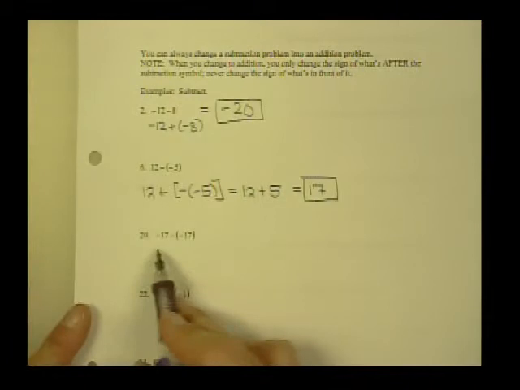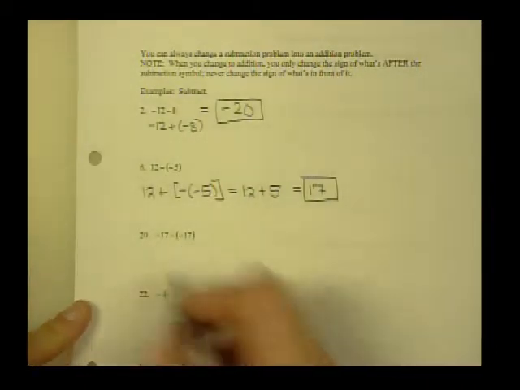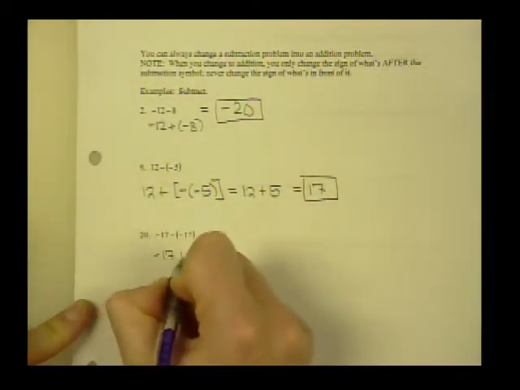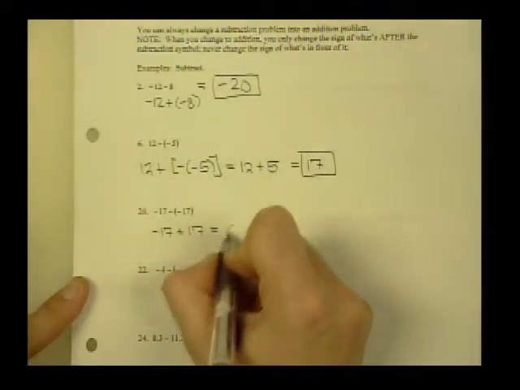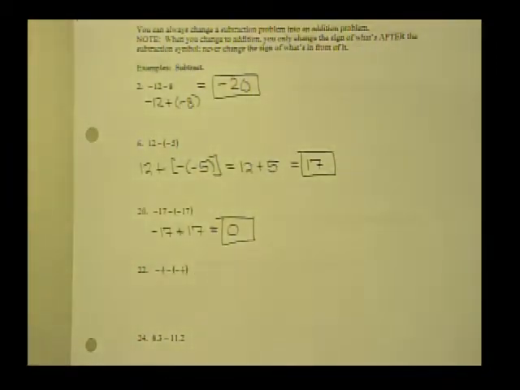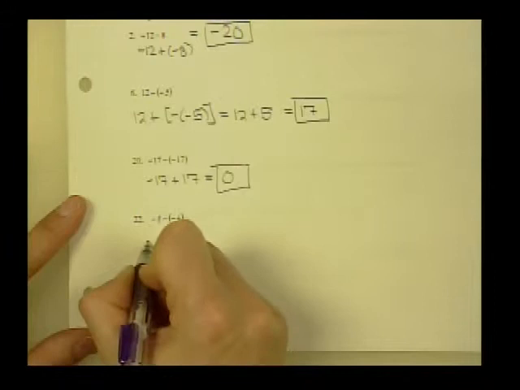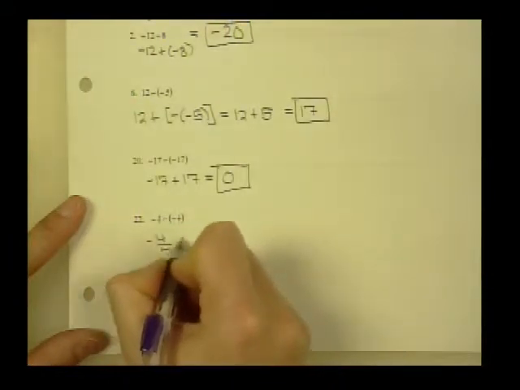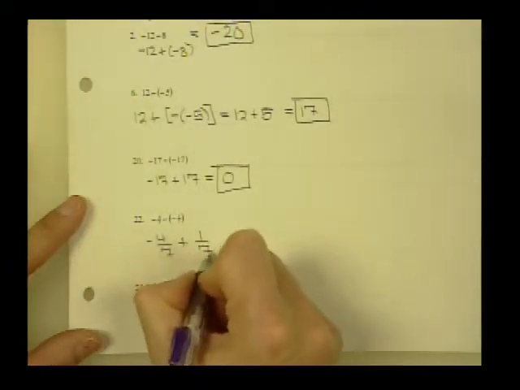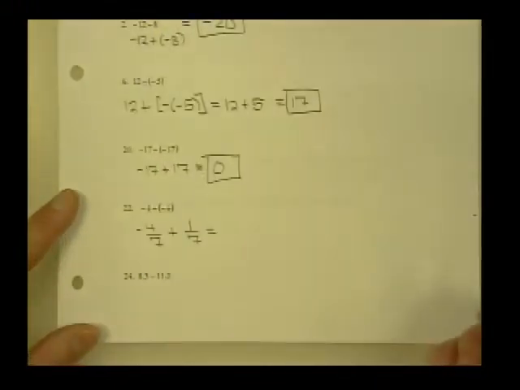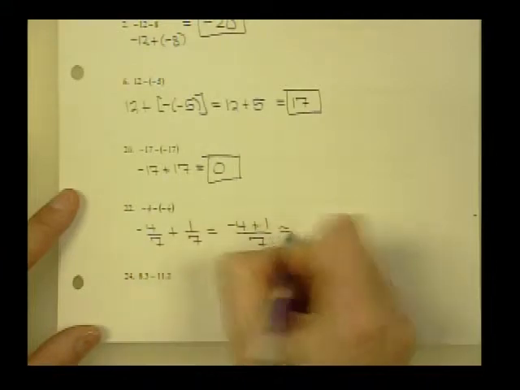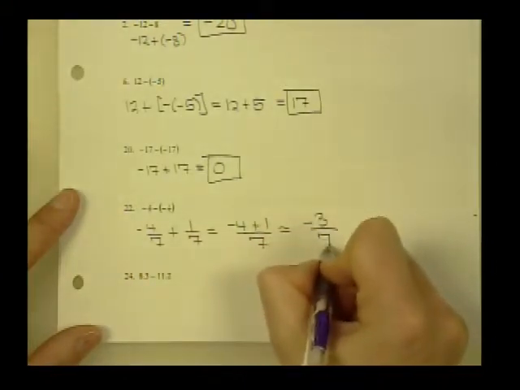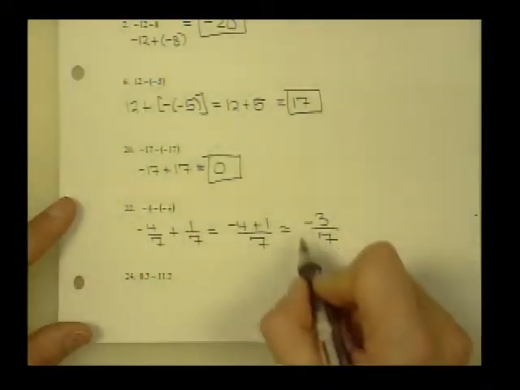So I want to use that idea in 20. Minus negative changes to plus. And so what would this one be? 0. And then it's the same thing in 22, minus a negative. So negative 4/7 plus 1/7. And here we already have a common denominator, so we don't have to worry about that. So negative 4 plus 1 over 7, negative 3 over 7, and those are both prime, so you can't simplify that.